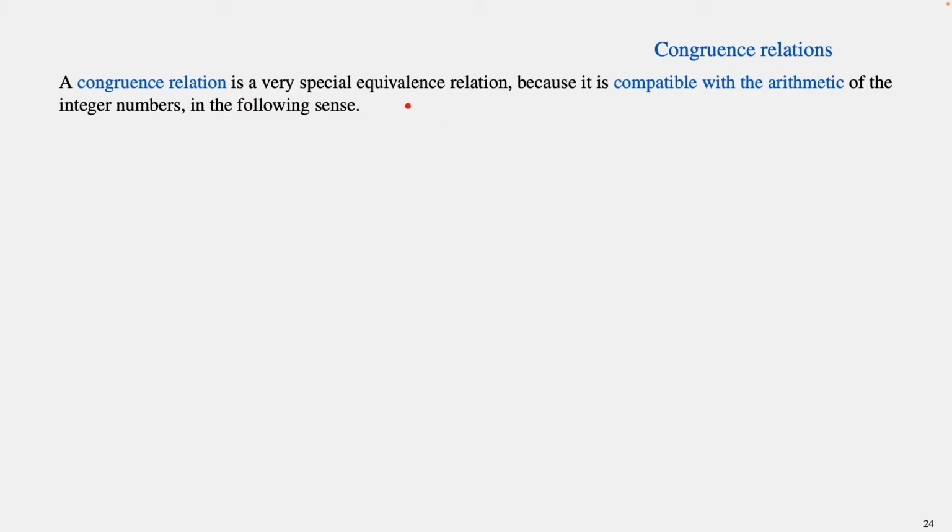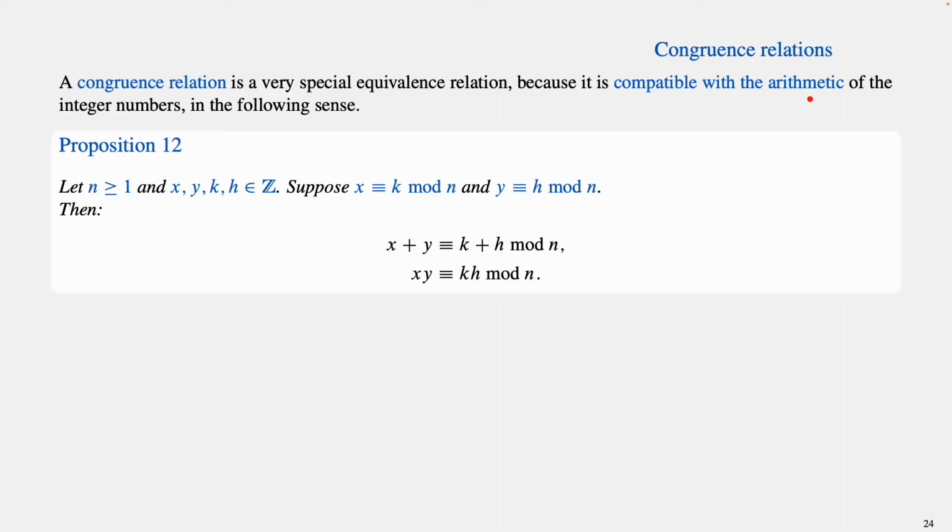Now, a congruence relation is a very special equivalence relation in the sense that it is compatible with the arithmetic of the integer numbers in the following sense. Again, let n be greater or equal to 1, and we have four integers x, y, k, h. We suppose x is congruent to k mod n and y is congruent to h mod n. And then if we take the sum x plus y, this is congruent to k plus h mod n. And if we take the product x times y, this is congruent to k times h mod n.